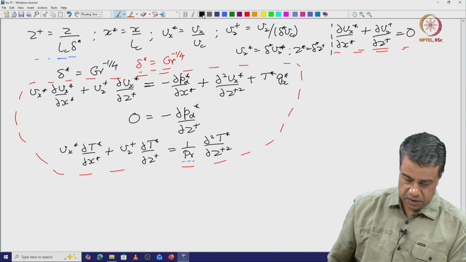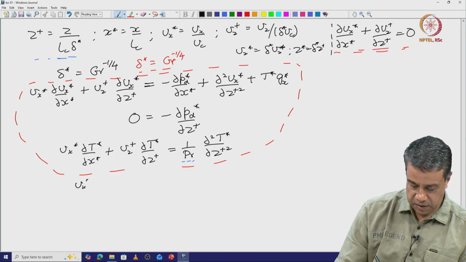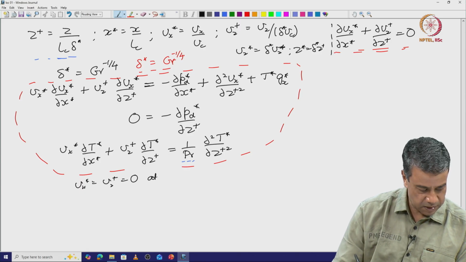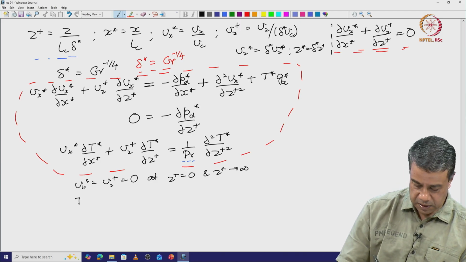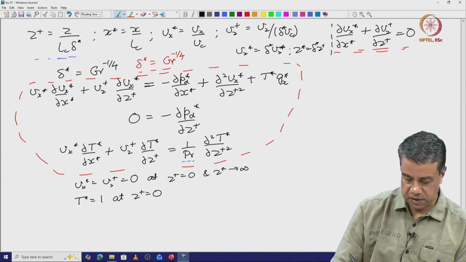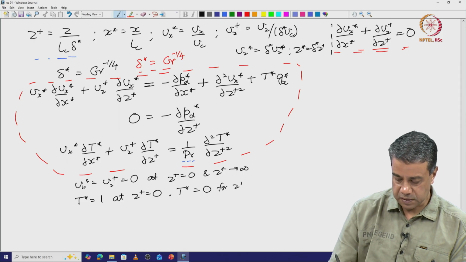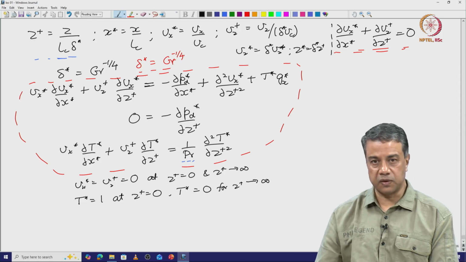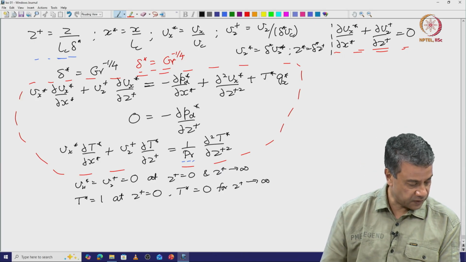So, the boundary conditions are Vx star is equal to Vz plus is equal to 0 at z plus equal to 0 and z plus going to infinity. T star is equal to 1 at z plus equal to 0, at the surface, and T star is equal to 0 for z plus going to infinity. So, those are the boundary conditions.